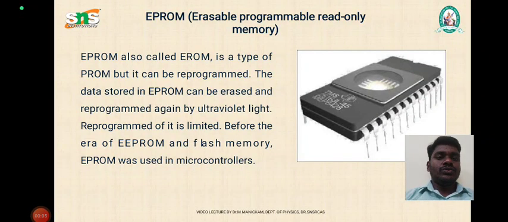I'm going to discuss EPROM. In our previous video, we discussed some types of read-only memory, that is ROM and PROM. So these two types we have discussed in our previous video.